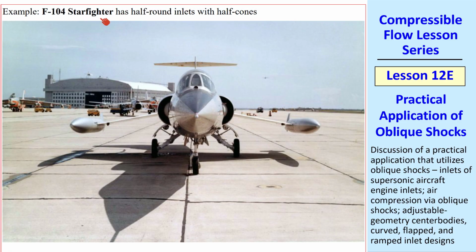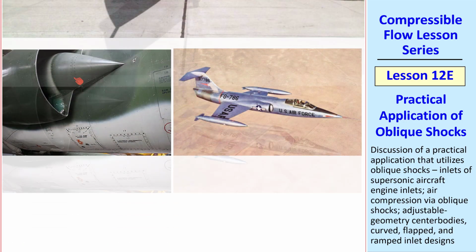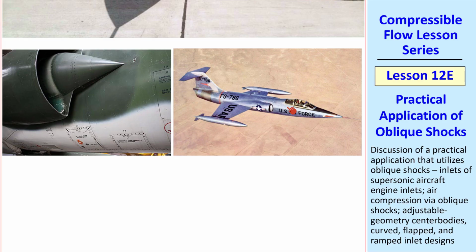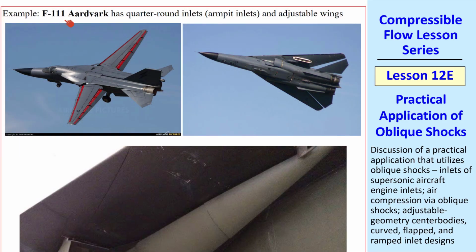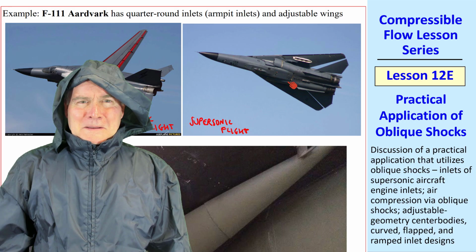The F-104 Starfighter is similar in design, but it has half-round inlets with half cones instead of full circles like the SR-71. Here's a close-up of that inlet and the full aircraft. The F-111 Aardvark has quarter-round inlets, which they affectionately call armpit inlets, and adjustable wings. Here's a picture in subsonic flight, for example takeoff and landing, where the wings are not swept. But at high-speed supersonic flight, these wings are swept back mechanically.